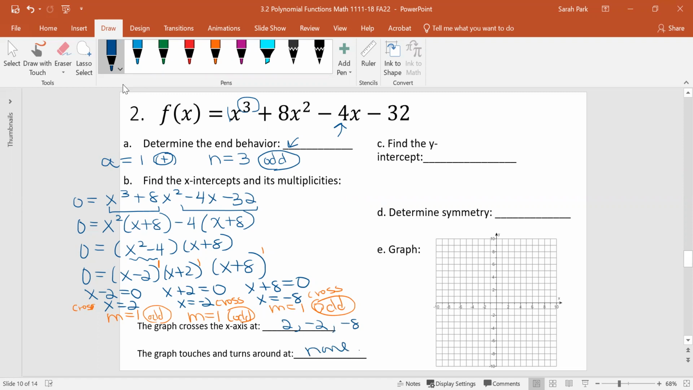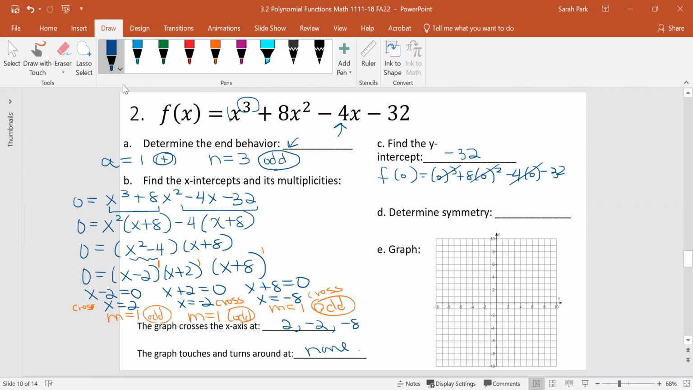To find the y-intercept, we plug in 0 for the x value. So find f of 0. So we just say 0 to the third plus 8 times 0 squared minus 4 times 0 minus 32. All of these are 0. So our y-intercept is negative 32. We can determine symmetry after we graph. So we'll go back to it. But with the graph, let's fill it in.